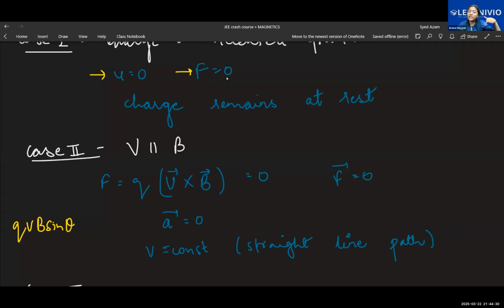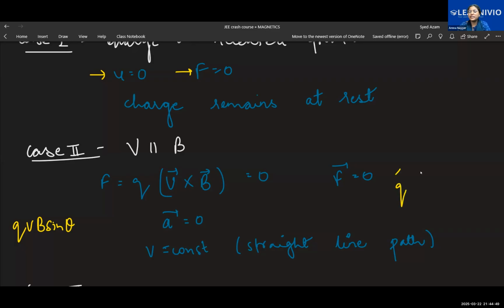From the part that we have discussed before: work energy theorem, work done is 0, power is 0. Since power is 0, that's why we are getting these conclusions. So this part we have already discussed. So force is 0, acceleration is 0, velocity remains constant. So the charged particle moves in a straight line.